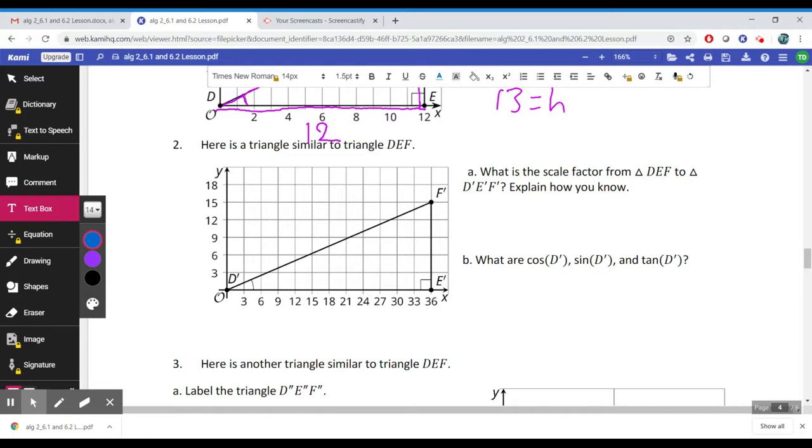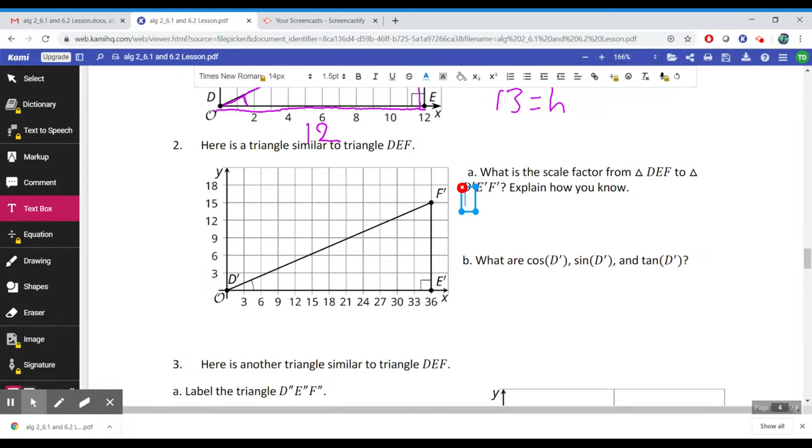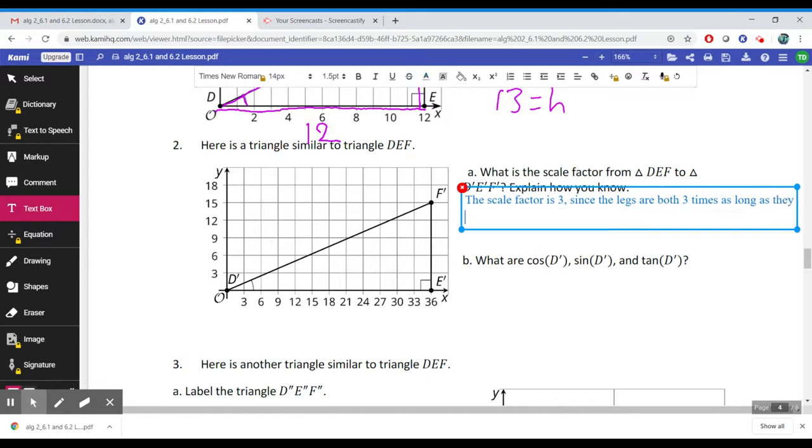So what is the scale factor from DEF to D prime, E prime, F prime? Explain how we know. By the way, whenever I see these apostrophes, I just pronounce them as prime. You may or may not have heard some of your other math teachers do that. If you hear me talking about primes, all I mean is that's how I pronounce the apostrophe. So I'm going to say the scale factor is 3 since the legs are both 3 times as long as they are in DEF.